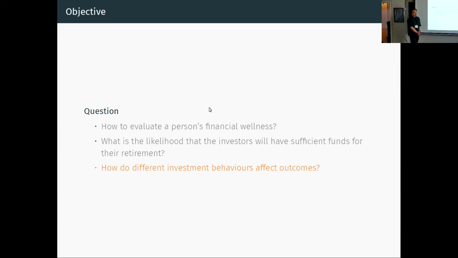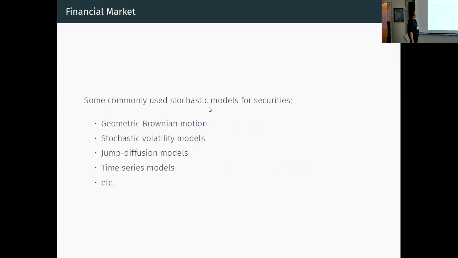So to do that, we need at least two components. The first component is a model for financial market return, and the second component is a description of how investors invest. For the financial market components, there are some commonly used stochastic models. We have from the very basic geometric Brownian motion to some jump diffusion models. And in a lot of this research, the parameters of these models are assumed constant over time.